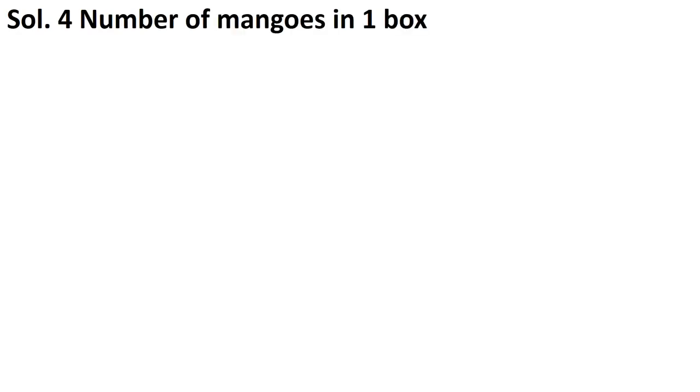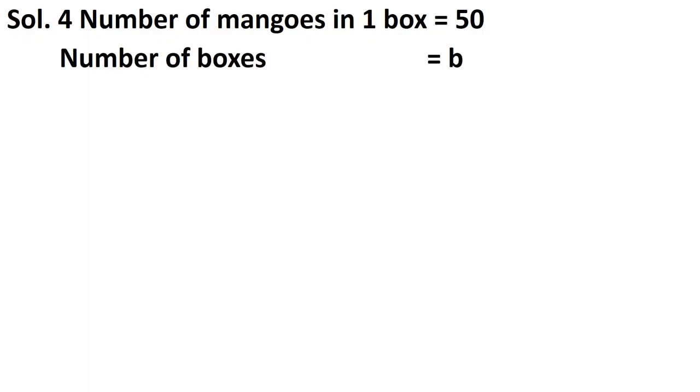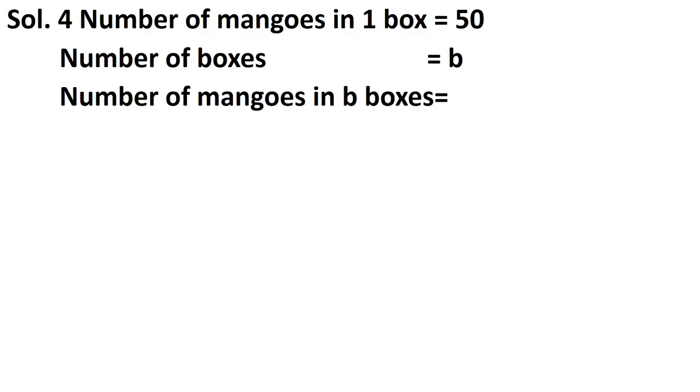Question number 4. The number of mangoes in one box is given in the question as 50. The number of boxes is also given to us as B. So the number of mangoes in B boxes is 50 multiplied by B, that is 50B.